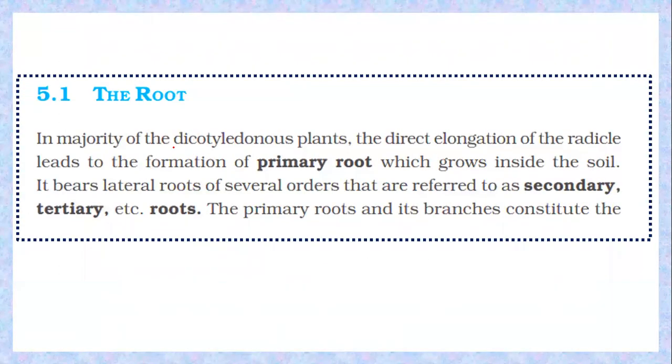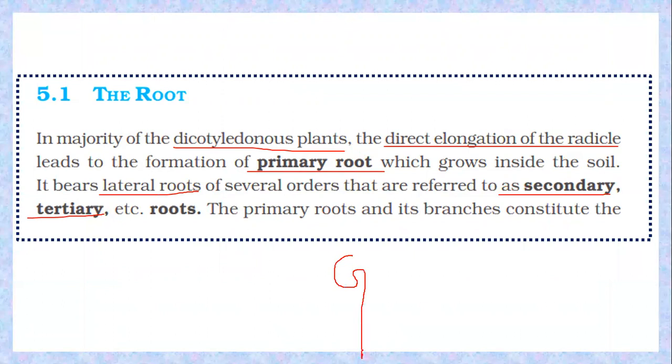The root. In the majority of the dicot plants, the direct elongation of the radicle will lead to the formation of the primary root, which grows inside the soil. It bears the lateral roots of several orders that are referred to as secondary, tertiary, etc. Guys, if this is the radicle, it will elongate directly to form the primary root.